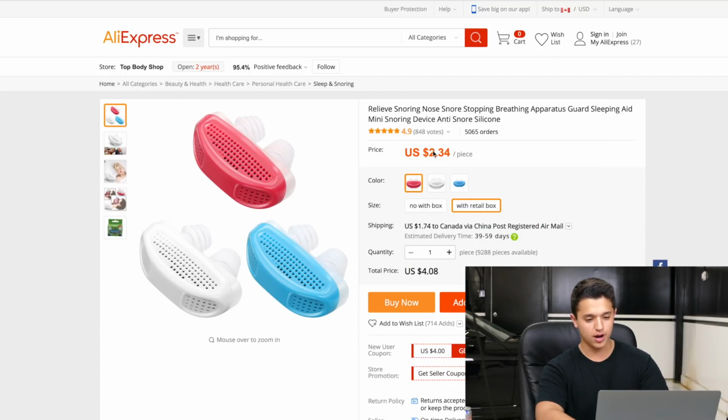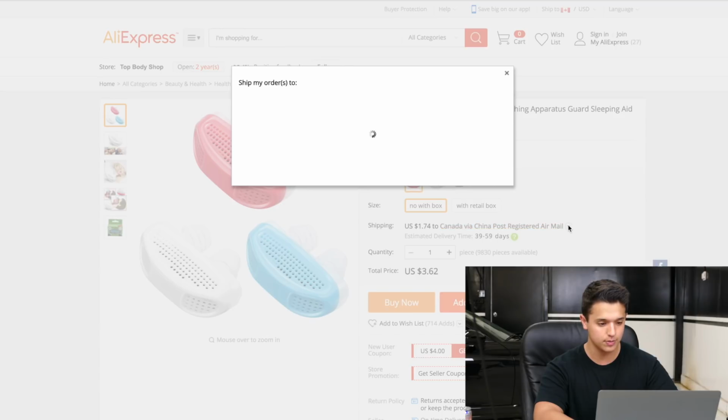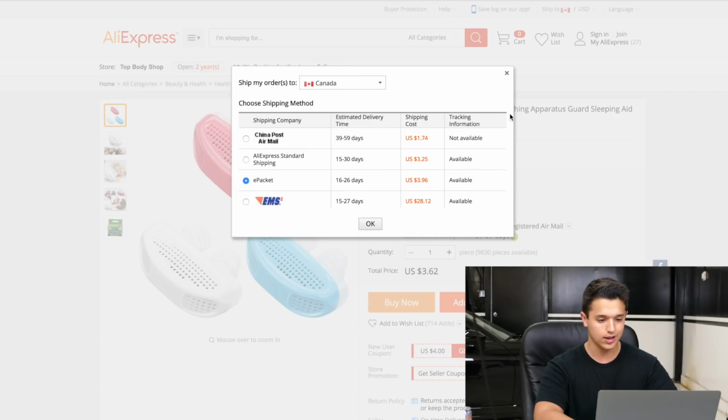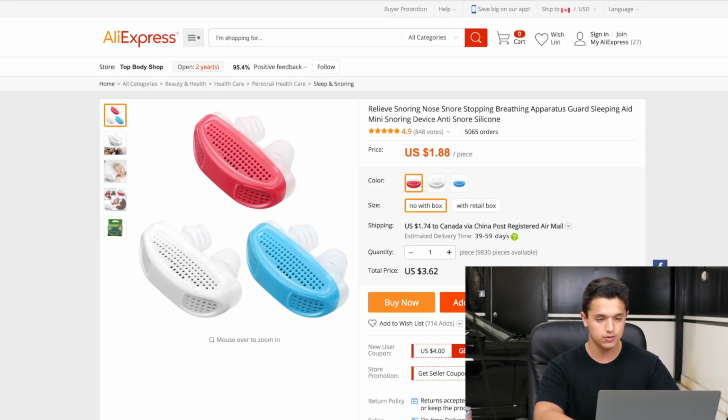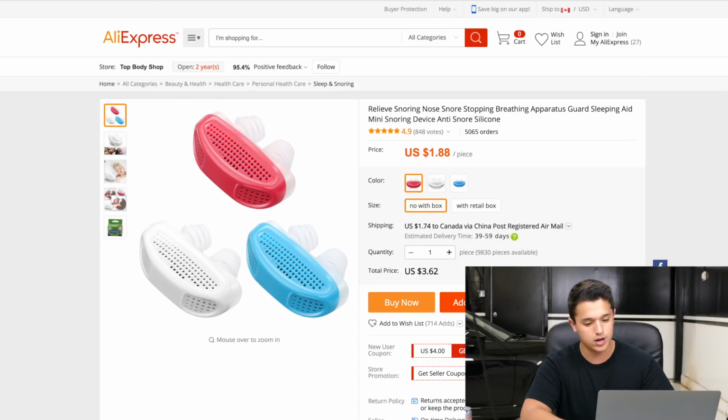And if we look up this product right here, $2.34 a piece with the box. Without the box, it's $1.88, and total price $3.62. Do they not have e-packet for it? Yeah, they have e-packet. $4. Wow, that's expensive. But if we go to Amazon here, let's say it costs us right here a total of $3.62. How much profit do we want?